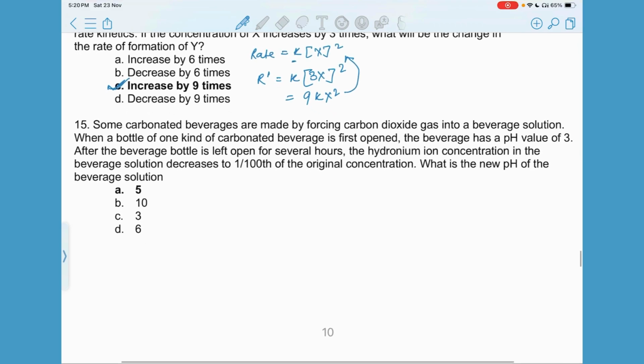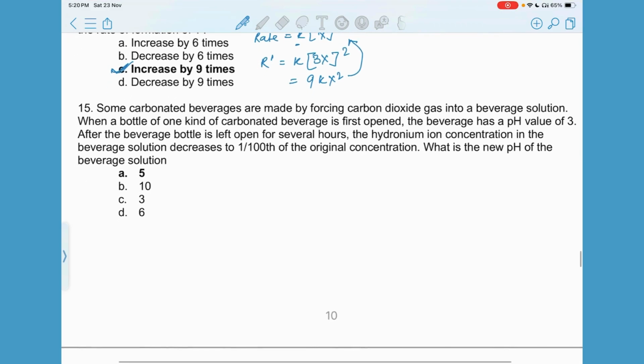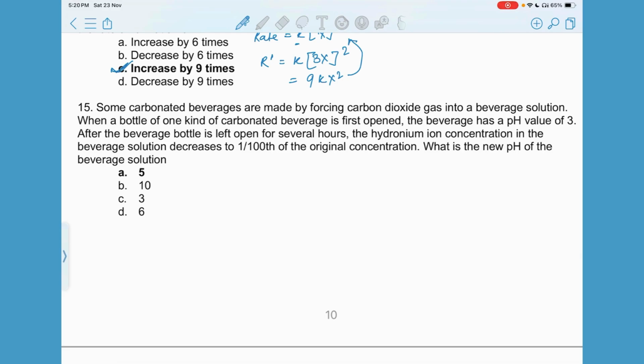Coming to the next question. Some carbonated beverages are made by forcing carbon dioxide gas into the beverage solution. When a bottle of one kind of carbonated beverage is opened, the beverage has a pH value of 3. After the beverage bottle is left open for several hours, the hydronium ion concentration in the beverage solution decreases to 1 by 100th of the original concentration. What is the new pH of the beverage solution? Easy. We know pH is equal to minus log of the hydronium ion concentration.